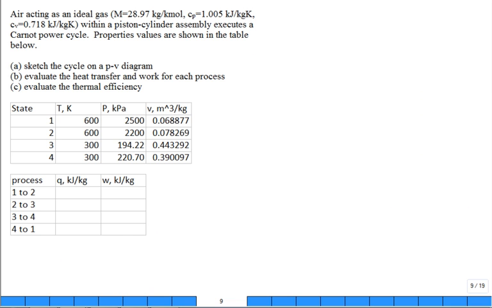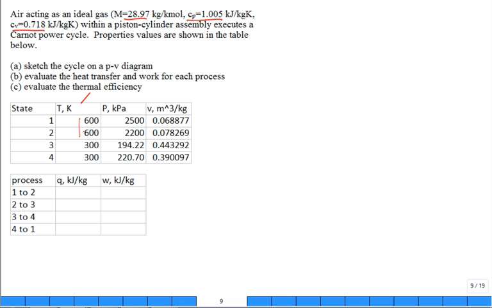Air acting as an ideal gas with the molar mass of ideal gas given, specific heat constant pressure given, specific heat constant volume given, within a piston cylinder assembly executes a Carnot power cycle. Property values are shown in the table. Here is state 1, 2, 3, 4. Here is the temperature. Can you tell me process 1 to 2? How would you describe the temperature change in the process from state 1 to 2?